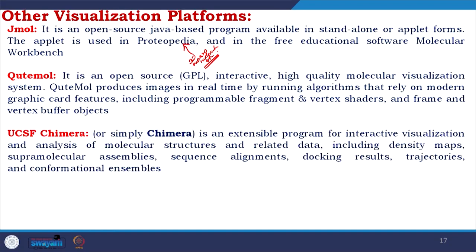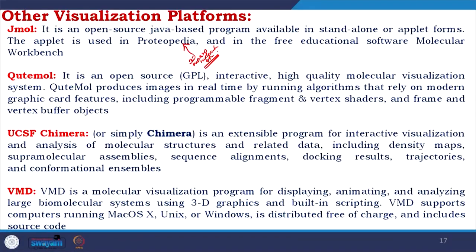UCSF Chimera, or simply Chimera, is an extensible program for interactive visualization and analysis of molecular structures and related data including density maps, supramolecular assemblies, sequence alignments, docking results, trajectories and conformational ensembles. It is a very widely used program and it is a really good platform.